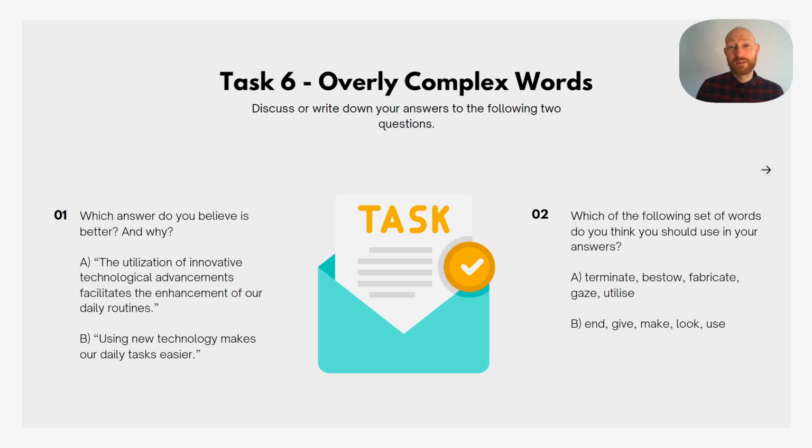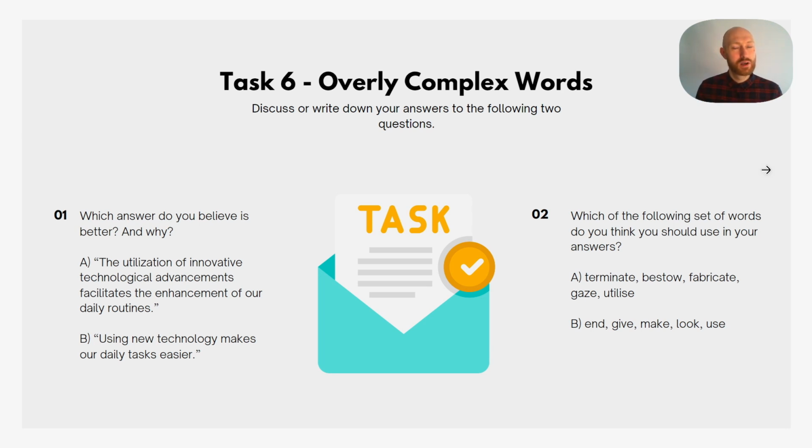Now, for question number 2, the better answer is B once again. Using verbs like terminate and bestow and fabricate, they are acceptable if you use them in the right way, perhaps maybe once during the entire exam. But B is going to be the more common words that you're going to see a lot more often, and there's no harm in using those words.